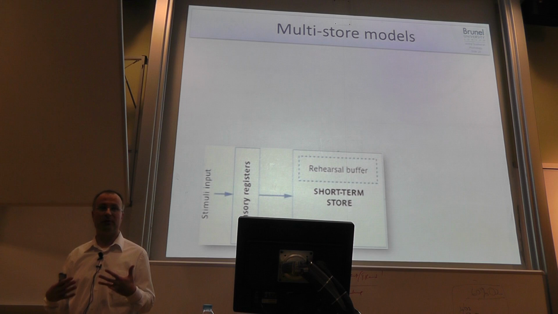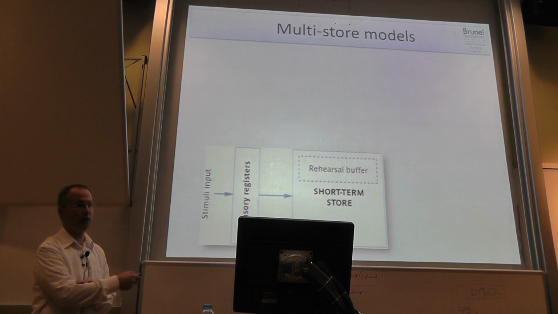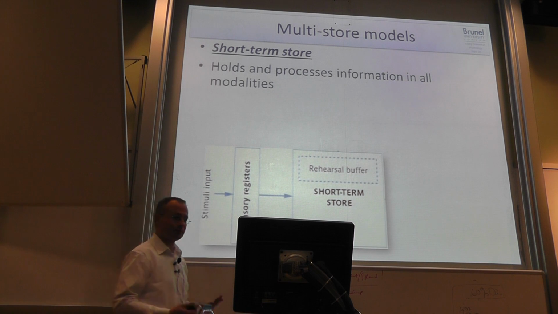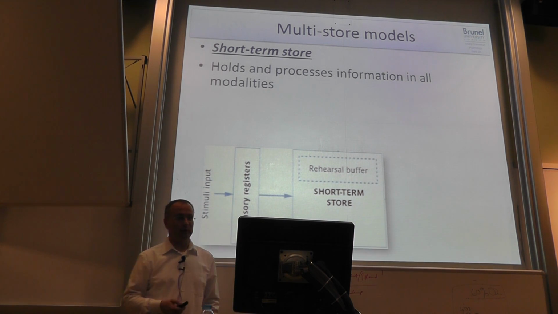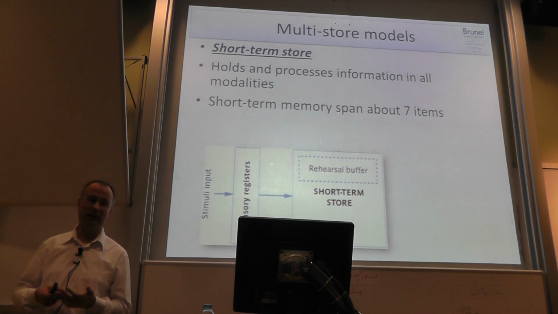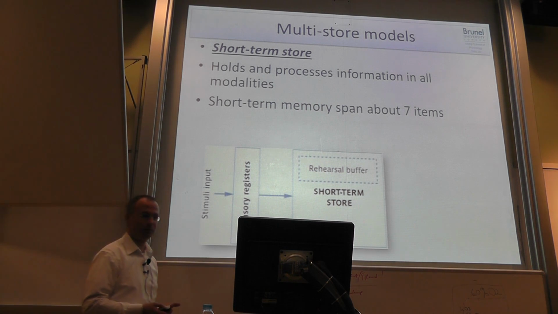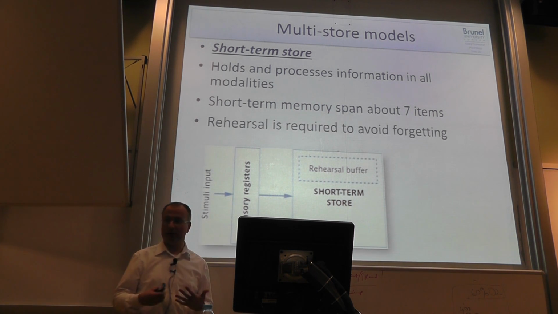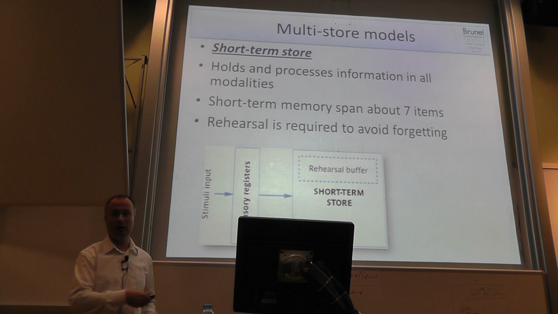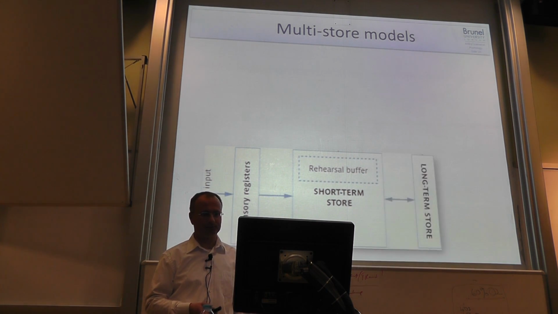And when we want to keep information alive, like in a short-term memory task, we have such a rehearsal buffer. So that's what I just said. And they proposed, along with the findings of Miller, that the memory span is around 7 items. And so that we don't forget, we need this rehearsal buffer, so an active process here.